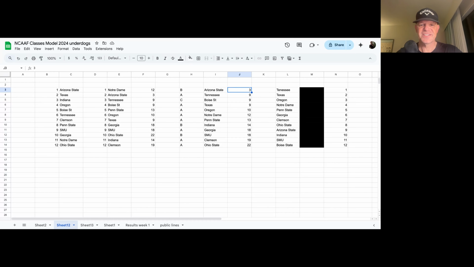So hopefully that makes sense. Arizona State was the highest ranked B team, so they fall in the 9th slot. You can see here Indiana was the next best B team, so they are 10th. SMU is here 18th, and then finally Boise State, even though they're the third best team statistically, I graded them as, quote, a C team, so they are the 12th best team. So that's how I did it.